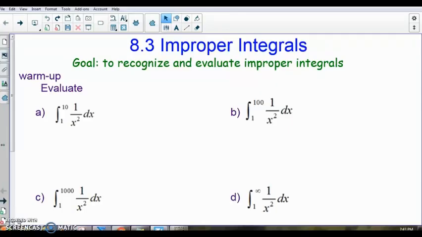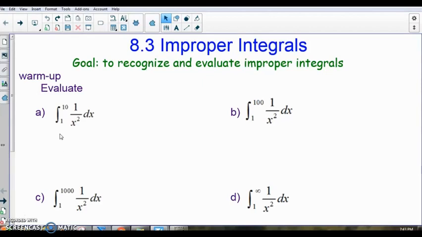Hello class, welcome to our video on section 8.3, improper integrals, day 1 of the lesson. This is our first introduction to integrals that we call improper. Hopefully by the end of the lesson, you'll understand why they're called that. We're going to start with a warm-up of problems we already know how to do.